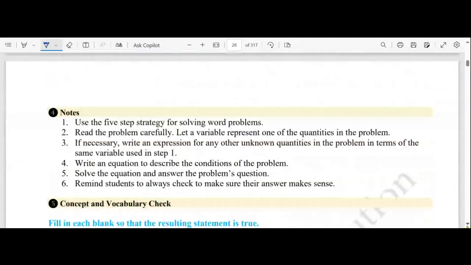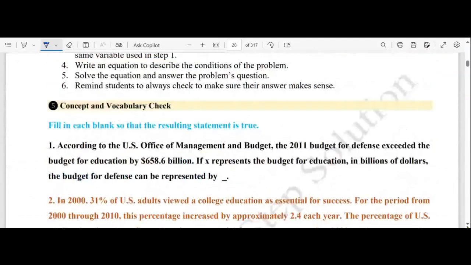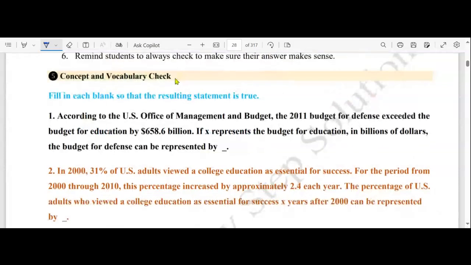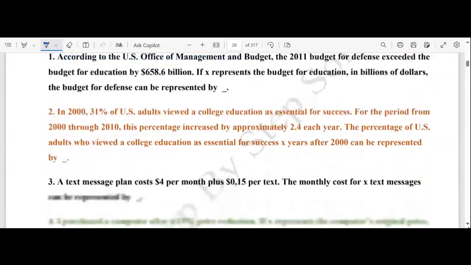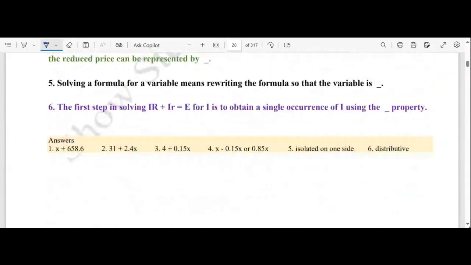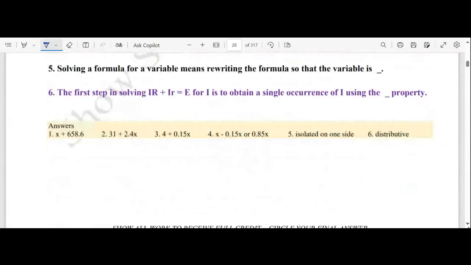So this was the summary for the lesson. Now we're going to go step by step. Remember, this is the concept and vocabulary check. After you get the vocabulary at the top, the meaning, you have to look for the answer for this one. Here it says fill in each blank so that the resulting statement is true. You have to read all this and find the answer.